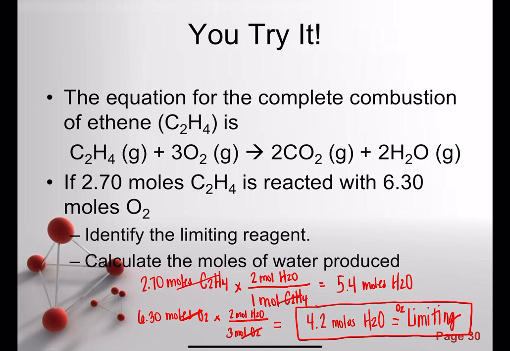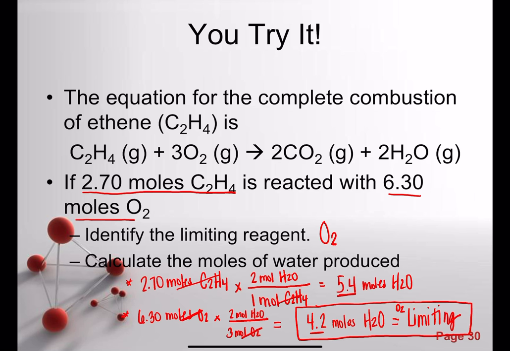All right, hopefully you were able to work this without any problem. So the limiting reagent here was oxygen, okay? The equation for the complete combustion of ethane. So we had to set up two equations, two problems, one with 2.7 moles of ethane, one with 6.3 moles of oxygen. So I did that here and here, okay? These I could just go straight to the mole-to-mole ratio because it didn't ask me for grams or anything like that. I got 5.4 moles and 4.2 moles.